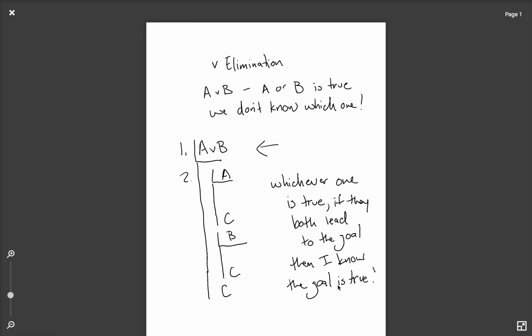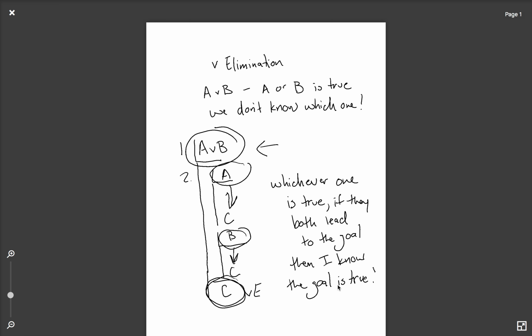I have to fill in these subproofs somehow, but up here I'm being told A or B is true, but not which one. So what I do is I say, well, it doesn't matter. If A is true, I can get C, so that will work out. If B is the one that's true, I can get C. Therefore, either way, C is true. What I just want to show is that either way, the goal is true.